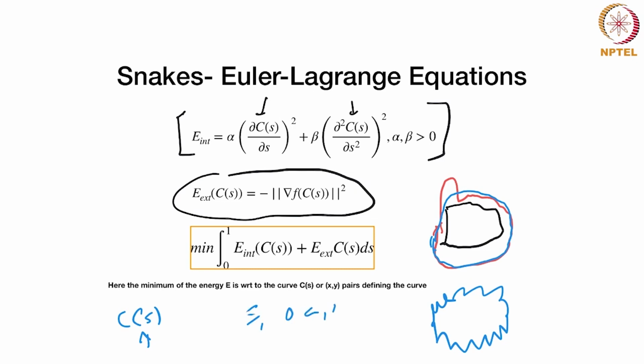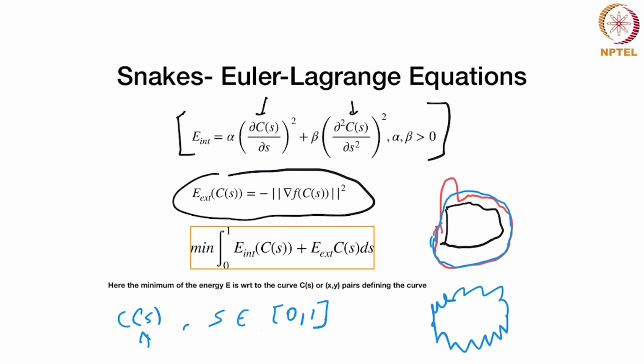Let me just wipe this off. So S belongs to [0, 1]. So it varies S very smoothly from 0 to 1. So it's a parameter which generates the curve. Okay. So S is a parameter, so your curve is parameterized by S.